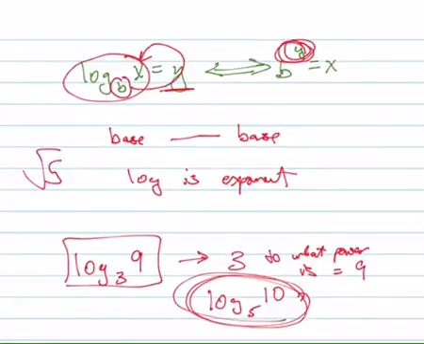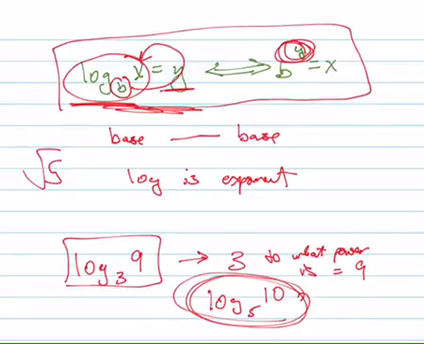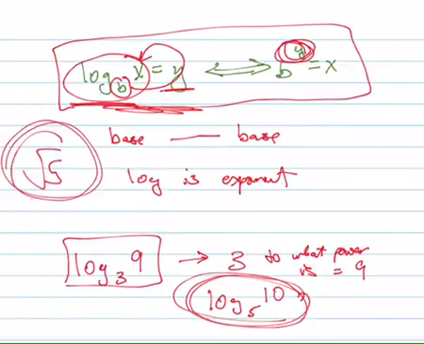So defining logs again, a log is just an exponent. It's another way to write an exponential expression. That's all a logarithm is. Kind of like the square root of 5 is just a way to think about the undoing of squaring something.